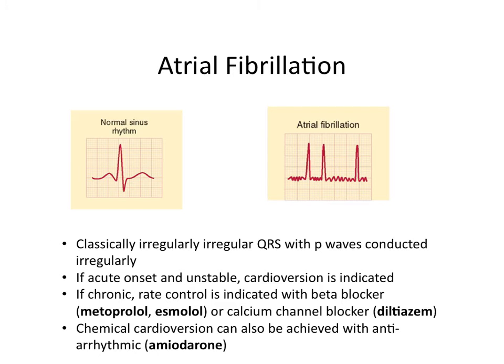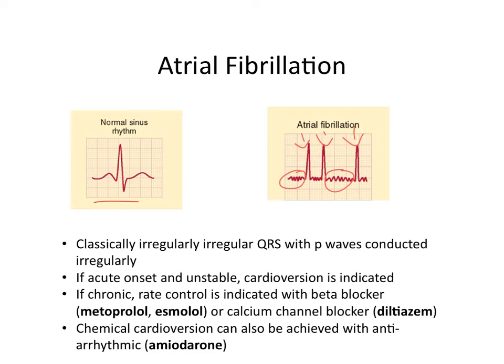Atrial fibrillation is a rhythm that may be discovered acutely when a patient is connected to ECG monitoring. Atrial fibrillation, unlike normal sinus rhythm, is characterized by an irregular QRS complex associated with numerous P waves.